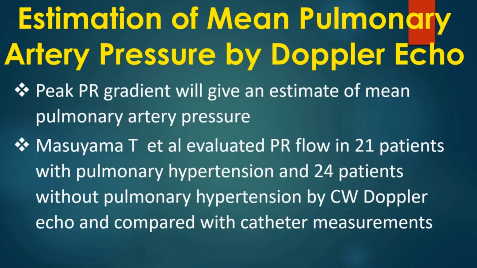The early diastolic pulmonary regurgitation gradient will give an estimate of mean pulmonary artery pressure. Masuyama and associates evaluated pulmonary regurgitation flow in 21 patients with pulmonary hypertension and 24 patients without pulmonary hypertension by continuous wave Doppler echocardiography and compared with catheter measurements.